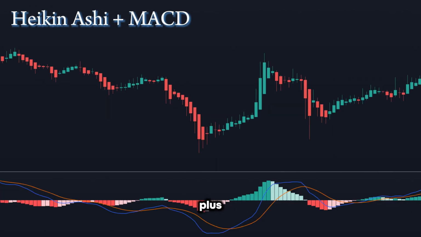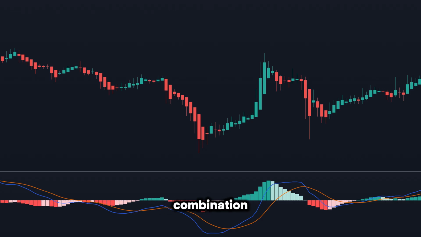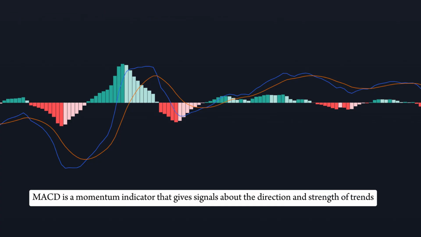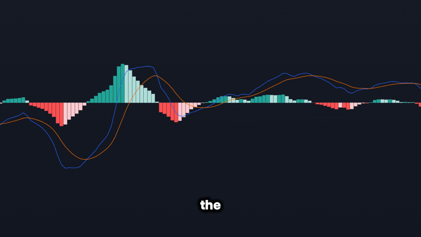Heikin Ashi plus MACD strategy. Now, I will show you the combination of Heikin Ashi and MACD. But first, let's have a quick look at the MACD indicator. MACD, or Moving Average Convergence Divergence, is a momentum indicator that gives signals about the direction and strength of trends. The indicator can be used in its default settings.